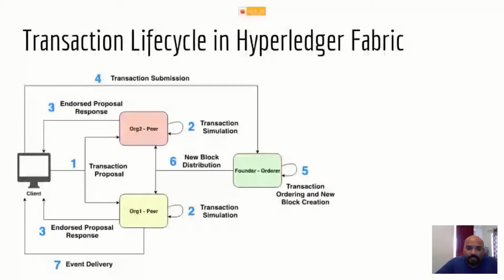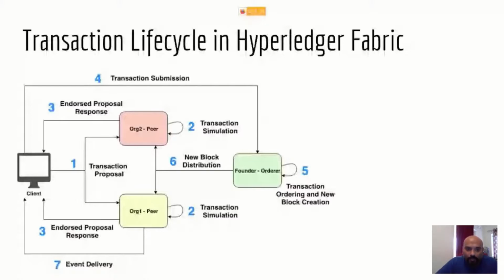First, the transaction proposal comes in from the client. The transactions are simulated by the endorsing peer, as you see in the second step. Once it is simulated and something known as a read-write set is generated, we get the response. The response is sent back to the client, and once this is fine, the transactions are submitted to the orderer. Then the transaction ordering happens, and the new block creation happens. Then all these details are delivered through events.